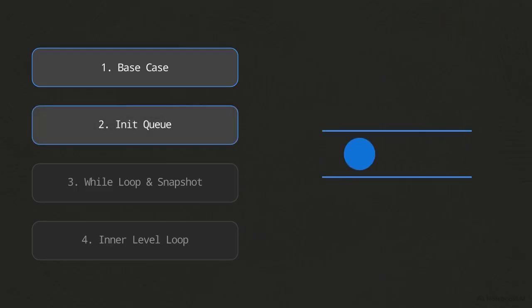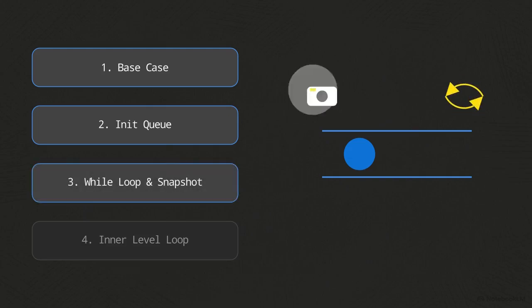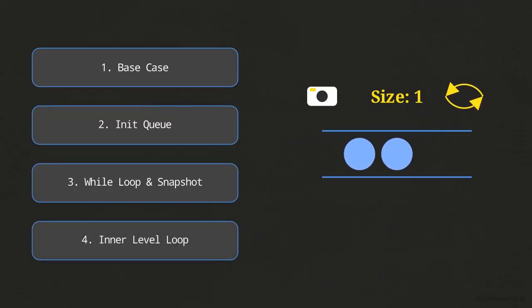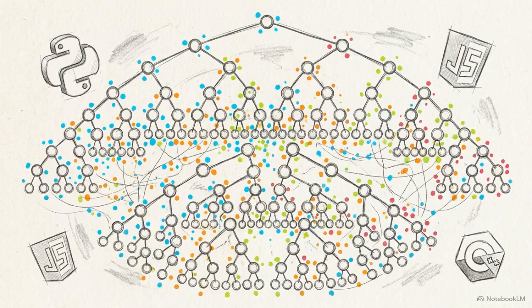Step 3 opens the continuous traversal flow with a while loop and immediately takes a size snapshot. Step 4 uses that snapshot for an inner loop to process only the current level, queuing up the next level's children. Mastering this 4-step sequence gives you the heartbeat of the algorithm. You can now adapt this structure to solve any level order traversal problem, regardless of the programming language or the complexity of the tree.